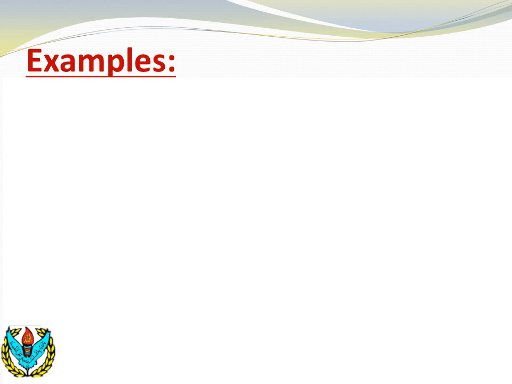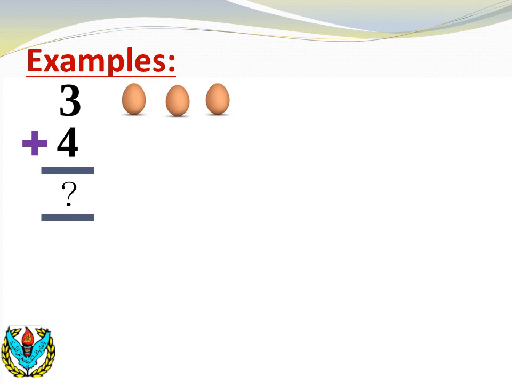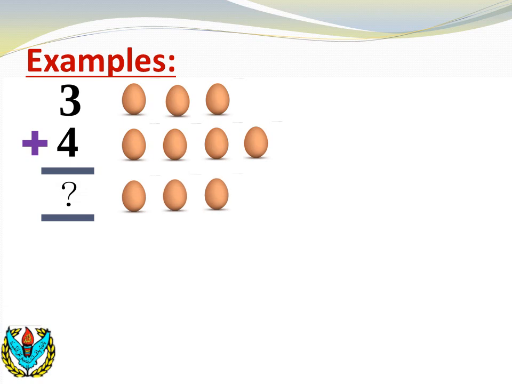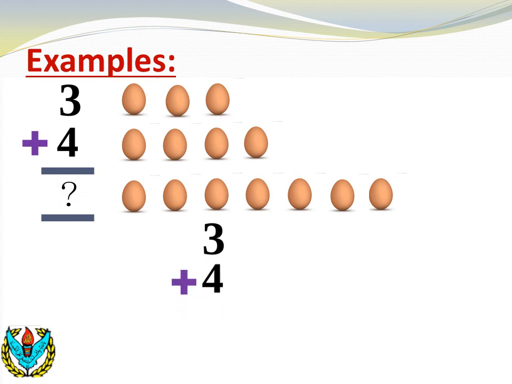Here are some more examples in vertical form. 3 plus 4. What is the answer? Again, count with me. 1, 2, 3, plus 1, 2, 3, 4. The total is 1, 2, 3, 4, 5, 6, 7. The answer is 7. The answer of 3 plus 4 is equal to 7.